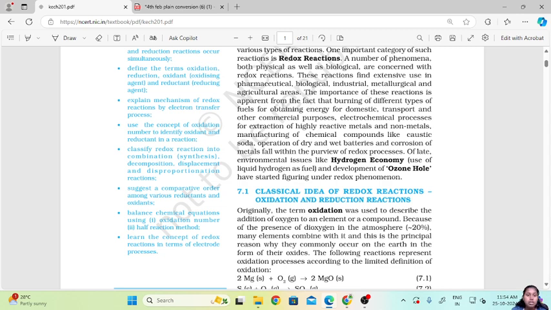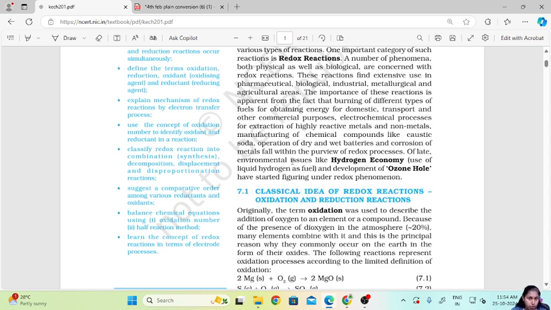The importance of this reaction is apparent from the fact that burning of different types of fuels for obtaining energy for domestic, transport and other commercial purposes, electrochemical processes for extraction of highly reactive metals and non-metals, manufacture of chemical compounds like caustic soda, operations of dry and wet batteries, and corrosion of metals fall within the purview of redox processes. Now what does this redox reaction consist of? The importance of this reaction is everywhere, you can see.